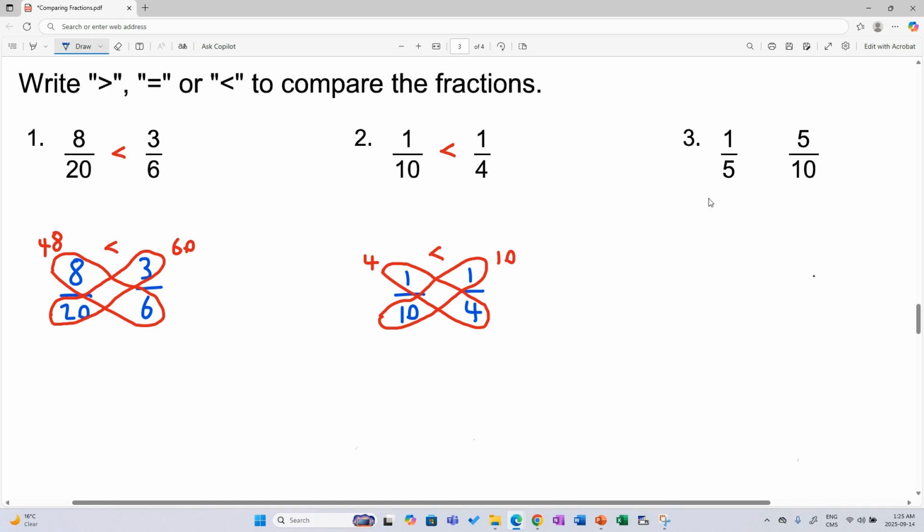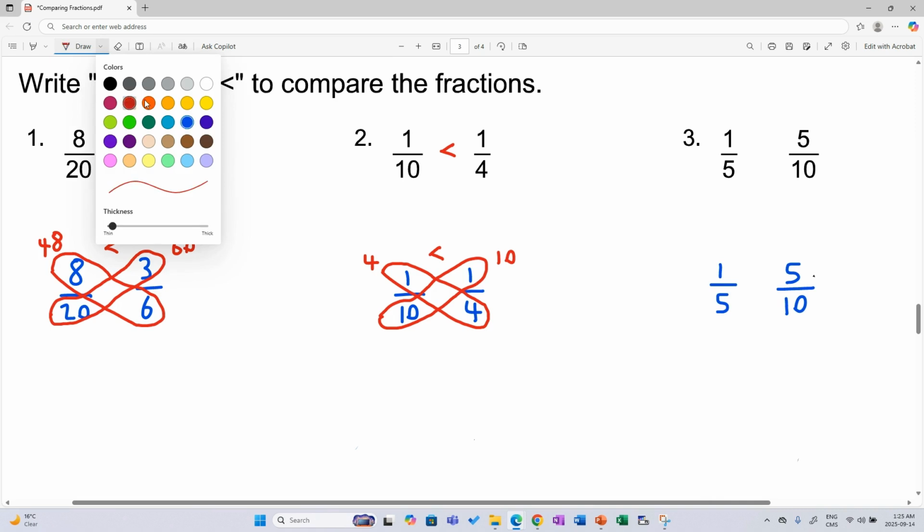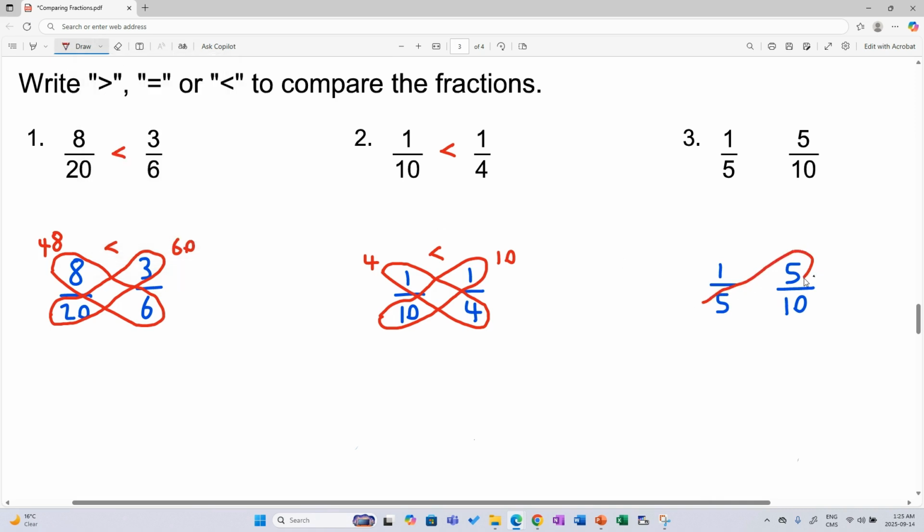Now let's compare the last one, 1 over 5 compared to 5 over 10. So I'm going to use the butterfly method again. I'm going to form my cross. Okay, now in this case, 5 times 5 is going to be 25, and 10 times 1 is going to be 10. So which number is greater, 25 or 10? 25. So that means that 5 over 10 is greater than 1 over 5.